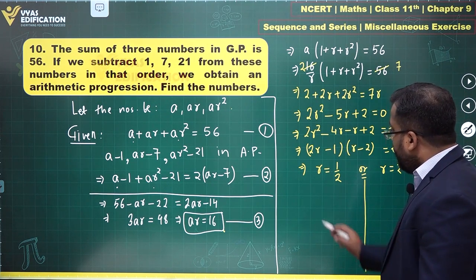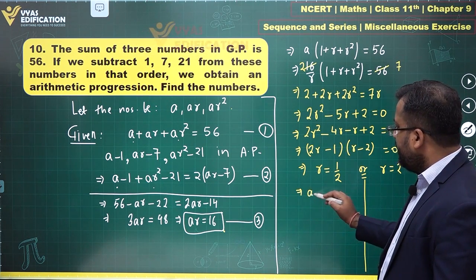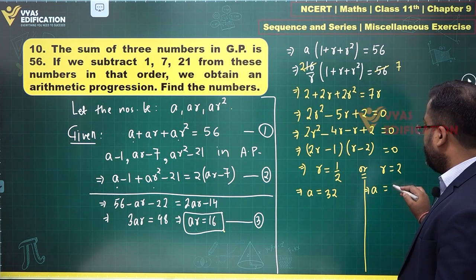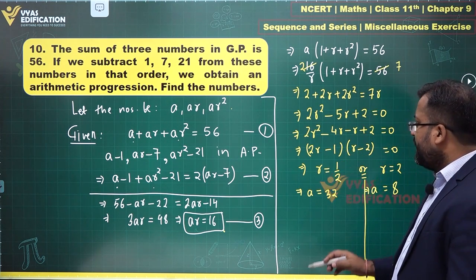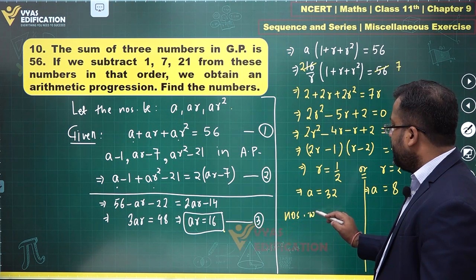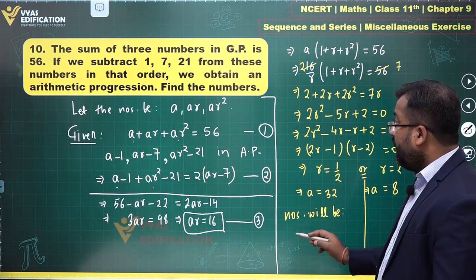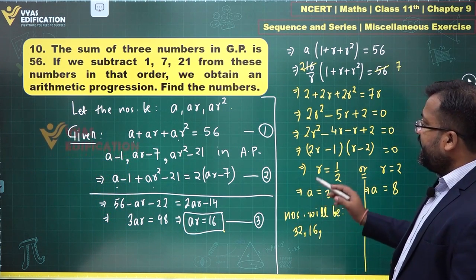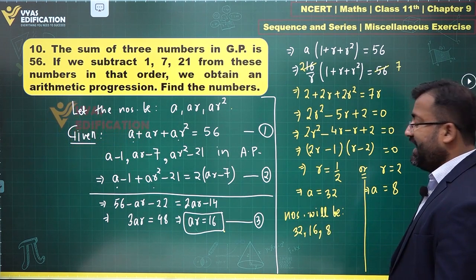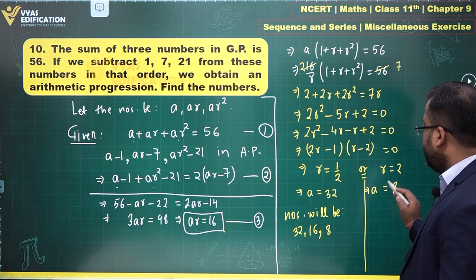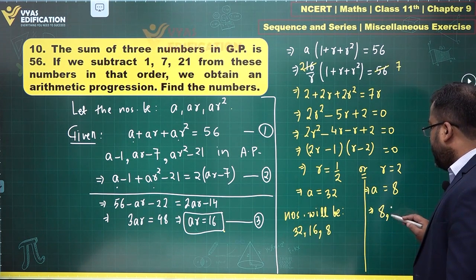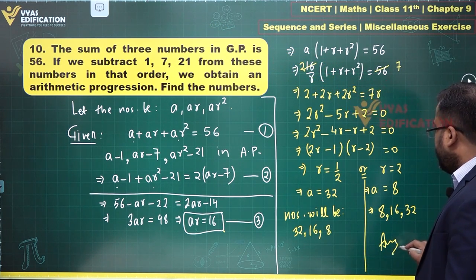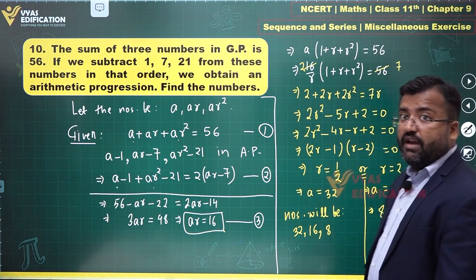If R is 1 by 2, what is the value of A? A will be 16 upon 1 by 2, that is 32. Here A will be 16 upon 2, which is 8. This is what you get, right? Numbers will be A 32, AR which is 16, and AR square which is again multiplied by 1 by 2, this is 8. Those are the numbers. Or the numbers will be A 8, AR 16 and 32. You can see the numbers are 8, 16 and 32. That's my required answer for this question number 10, as you can see over here in this question.